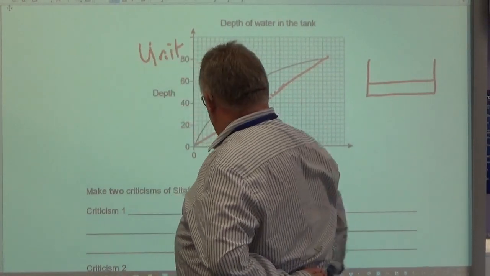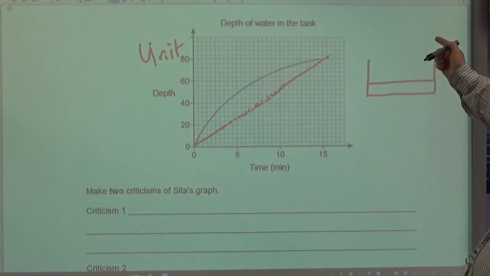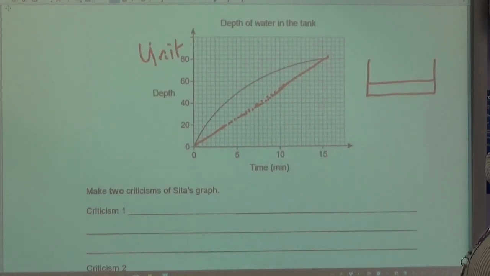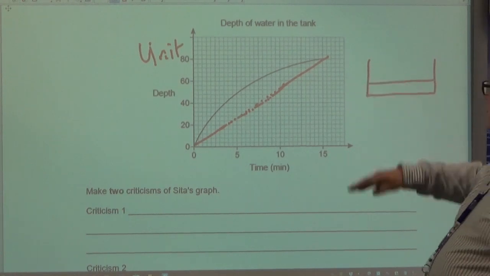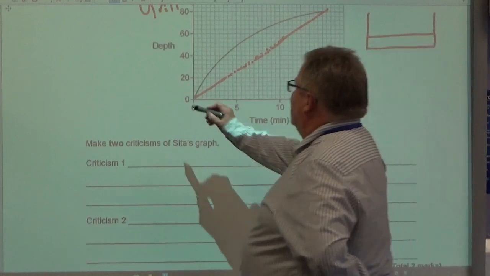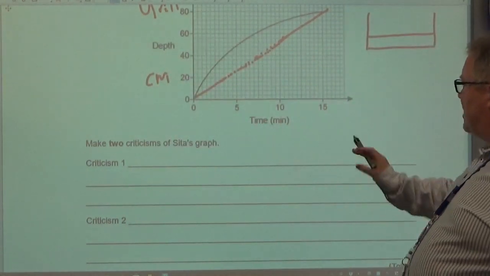So the unit should be, let's just go back up there, it was centimetres. It's just centimetres in height. So the unit's not on there, that's the centimetres that should be on there. So the depth should be in centimetres. So that'd be a criticism.